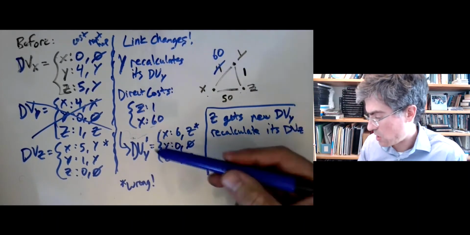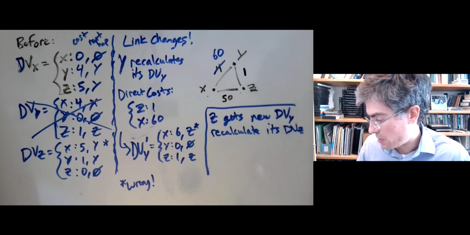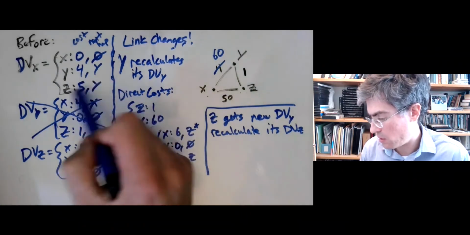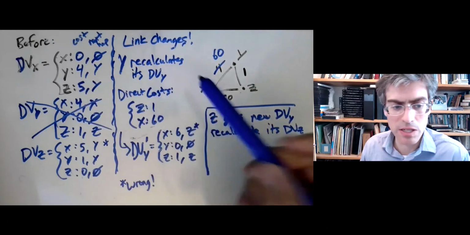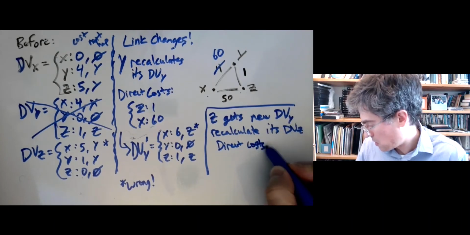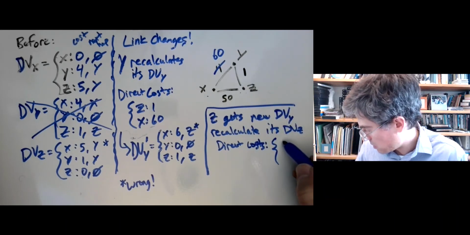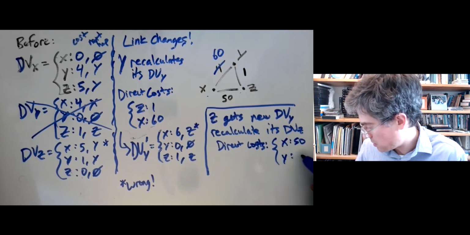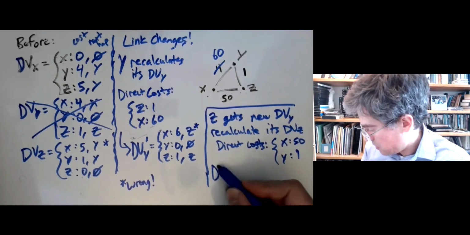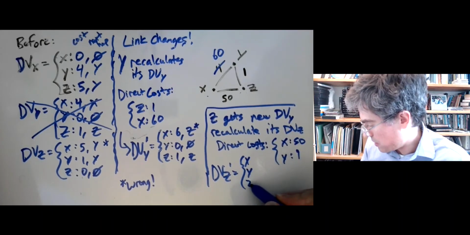Okay. Now to do that, just like before, if we look at this in more detail, the information Z has now is its neighbors' distance vectors, which are this new Y distance vector and the old X distance vector, because that's the one Z has from before. It also has direct costs for the edges that it can see, right? So it has a link to X at cost 50 and Y at cost 1. So when it recalculates dvz prime, the destinations are X, Y, and Z.